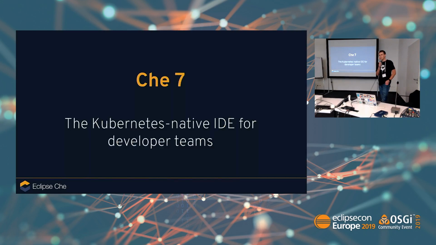Che 7, we announced it in August, and that's probably one of the biggest releases that we did for Eclipse Che. And that release is really making Che a Kubernetes native IDE for developer teams. And there's a bunch of reasons for that. And we are going to speak a little bit about why Che 7 is really a Kubernetes IDE and is providing Kubernetes-based developer workspaces and all the capabilities that are making developer teams more efficient.